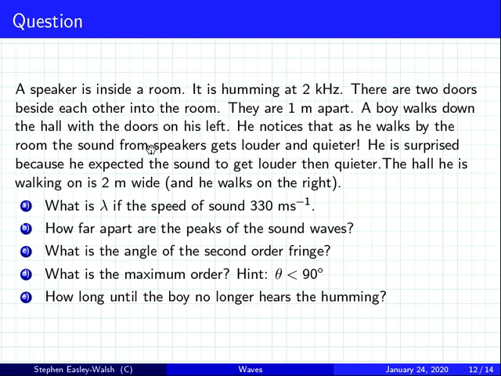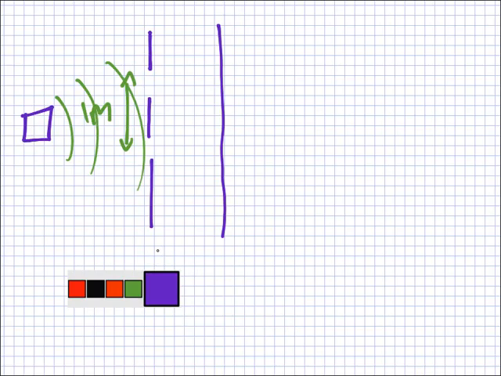A boy walks down the hall with the doors on his left. He noticed that as he walks by the room, the sound from the speakers gets louder and quieter. He is surprised because he's expecting the sound to get louder, then quieter. The hall he is walking in is 2 meters wide.